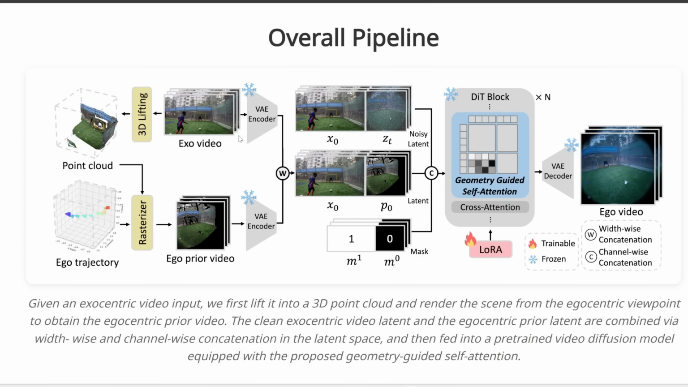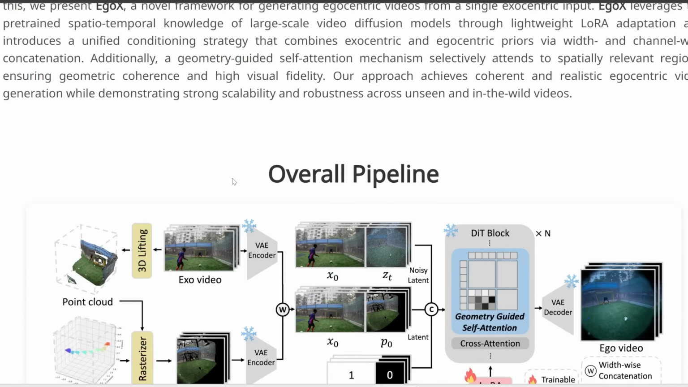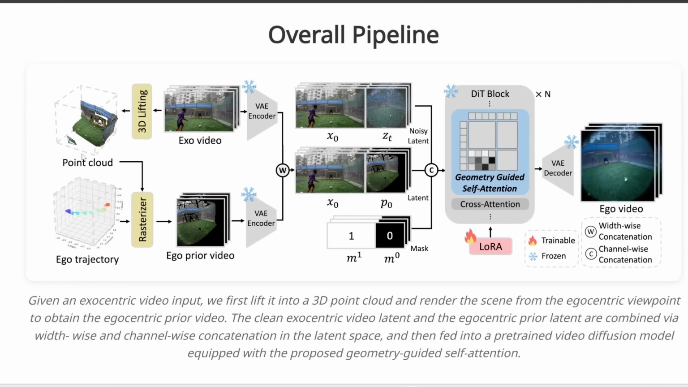Really quickly, here's how it works. It first converts your input video into this 3D point cloud space to understand the scene in 3D. And it also guesses this ego trajectory, which is like how the person moves from their perspective. And then it combines both of these through a video diffusion model to basically generate this egocentric video.